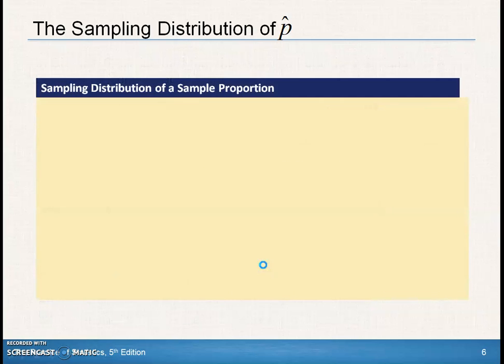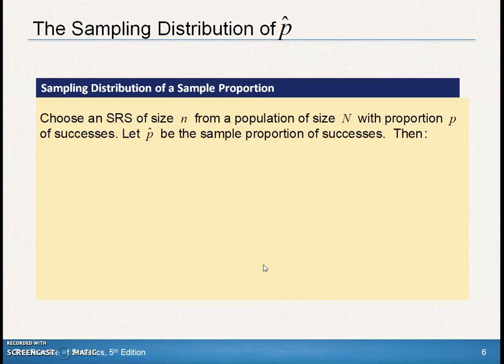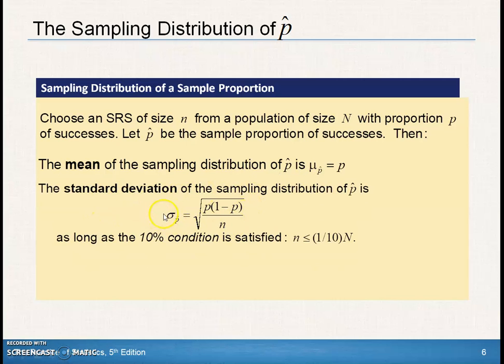This is just saying it again. Choose a simple random sample of size n from a population of size capital N with a proportion little p of successes. Let p-cap be the sample proportion of successes. Then the mean is just p. The standard deviation, sigma sub p-cap, is the square root of pq over n, as long as the 10% condition is satisfied. This n has got to be less than or equal to 1/10 of the population, or 10 times n has got to be less than the population.